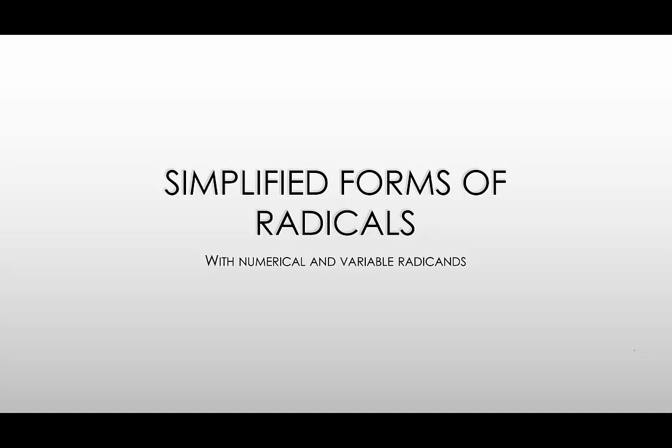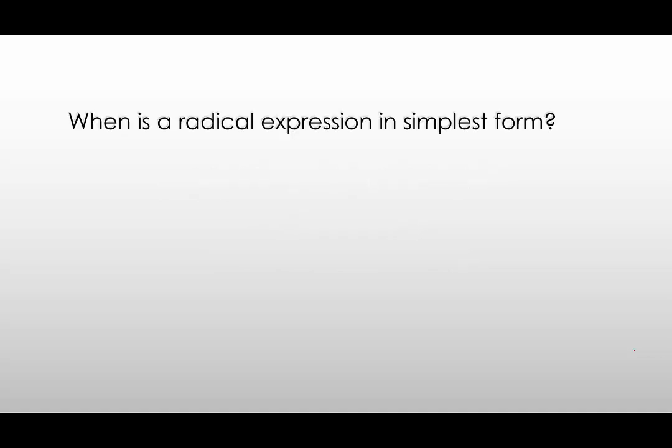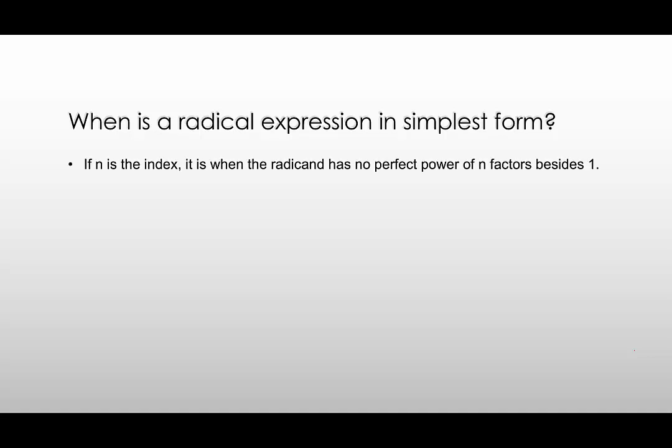In this video, we're going to look at simplified forms of radicals with numerical and variable radicands. Before we look at examples, let's just review a few things. What does it mean for a radical expression to be in simplest form? If n is the index, it is when the radicand has no perfect powers of n factors besides 1.